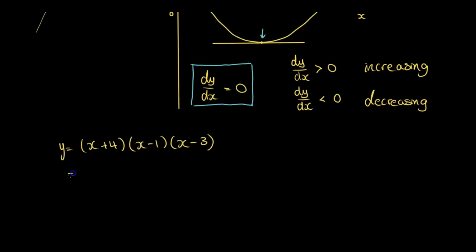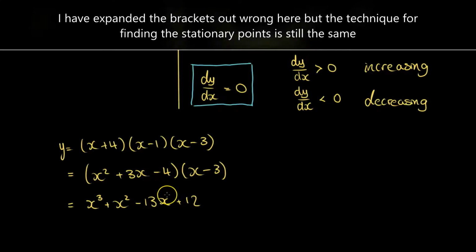So let's expand this out. Let's do the front 2 brackets first. We've got x squared plus 3x minus 4. Now let's multiply by our second bracket. Okay, now we're at a form that we can differentiate. So let's do that. dy/dx. We know the rules by now. We multiply down, so that's 3x squared, subtracting 1 from the power, plus 2x minus 13.